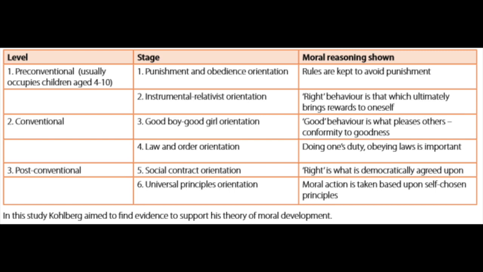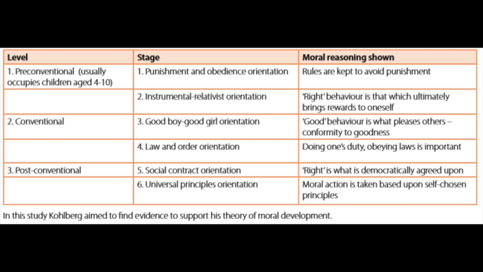And this is where we behave in a moral way in regards to ourselves. So if it makes us look better, or it affects us in any way, we'll behave in the right way to protect ourselves. Moving on to the second level, which is the conventional stage, and that's age 14 to 16. The first stage in this level is called the good boy, good girl orientation. This is the third stage in total.